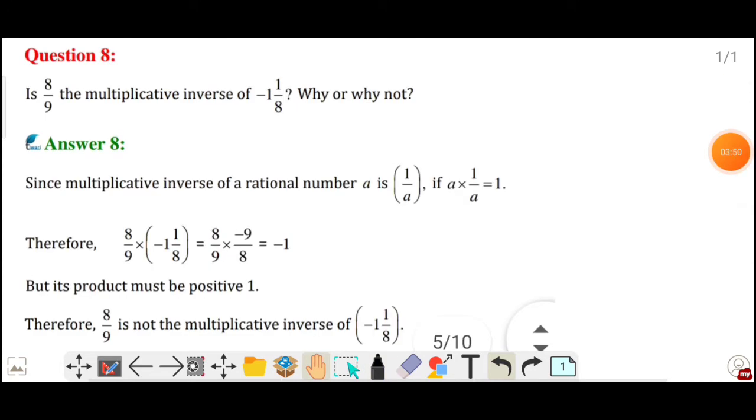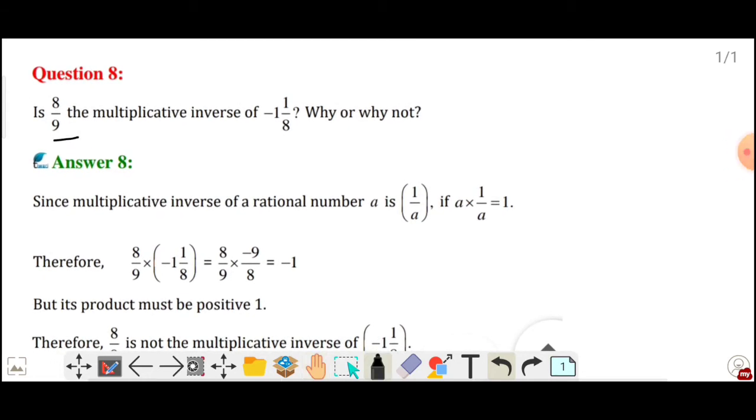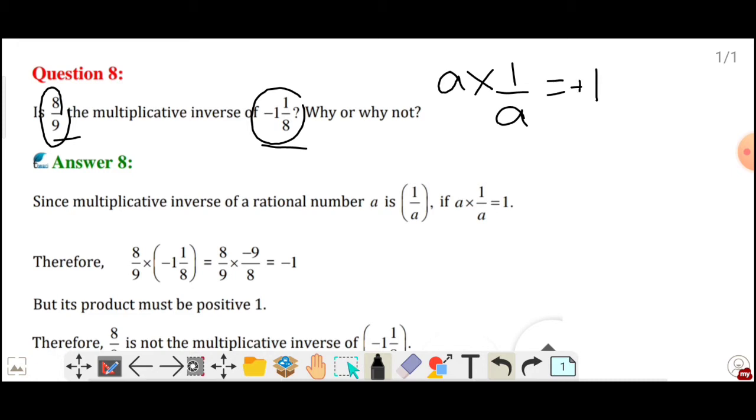Question number 8. Is 8 by 9 the multiplicative inverse of minus 1 into 1 by 8? Why or why not? They are asking whether 8 by 9 becomes the multiplicative inverse of minus 1 into 1 by 8 or not. According to the multiplicative inverse, if you take a number A and multiply it with the inverse of that number, that is 1 by A, you must get positive 1. This must be plus 1. It is called a multiplicative inverse. If you get minus 1, that is not a multiplicative inverse.